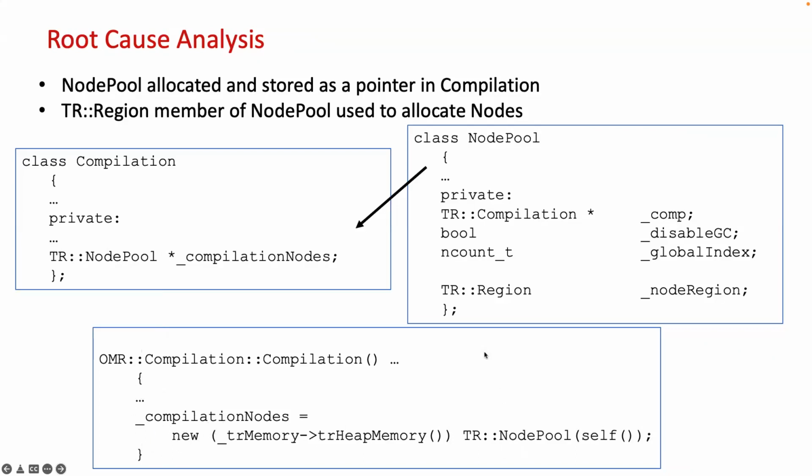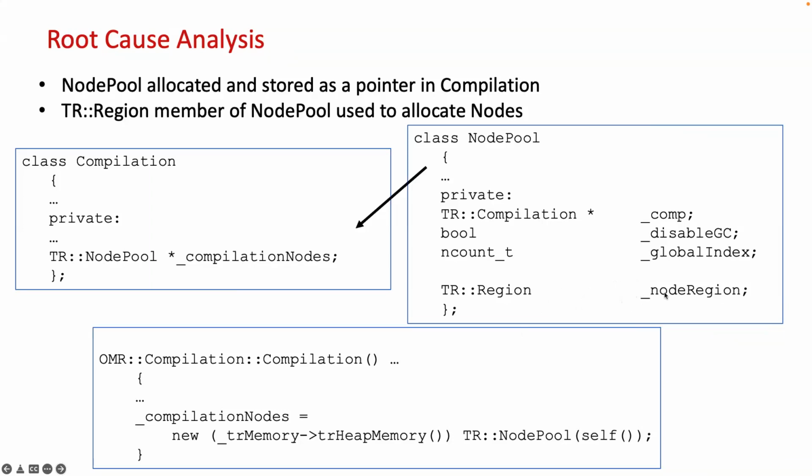I didn't show the node pool constructor here, but the gist of it is that the node pool has this region member called the node region, and you'll notice it's not a reference, right? So this node region is created in the constructor of the node pool using the heap memory region as the prototype to it, so as the parameter to the region's constructor, but it's not itself a reference to any other region. So this is its own region.